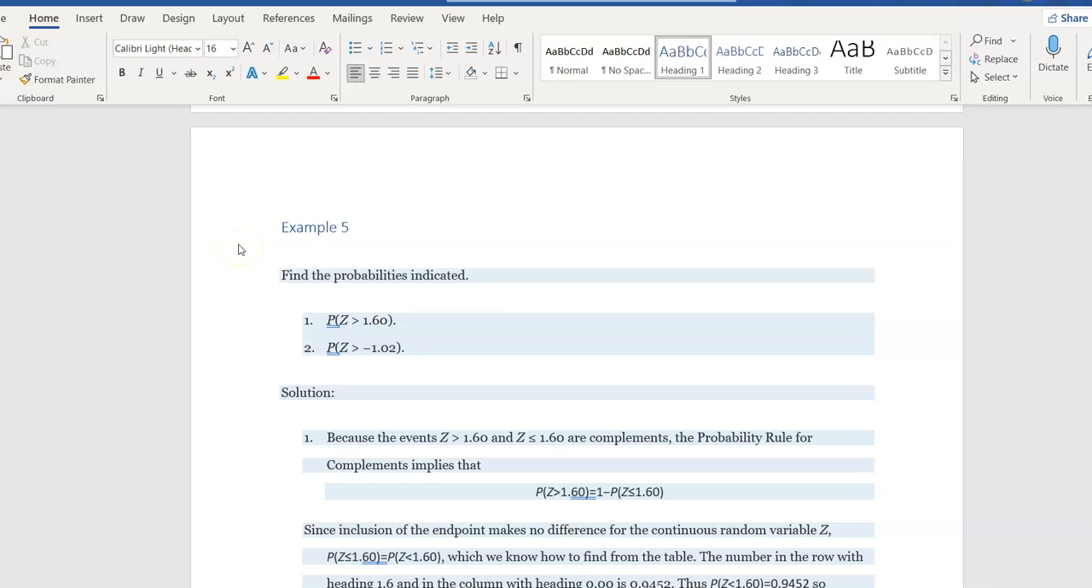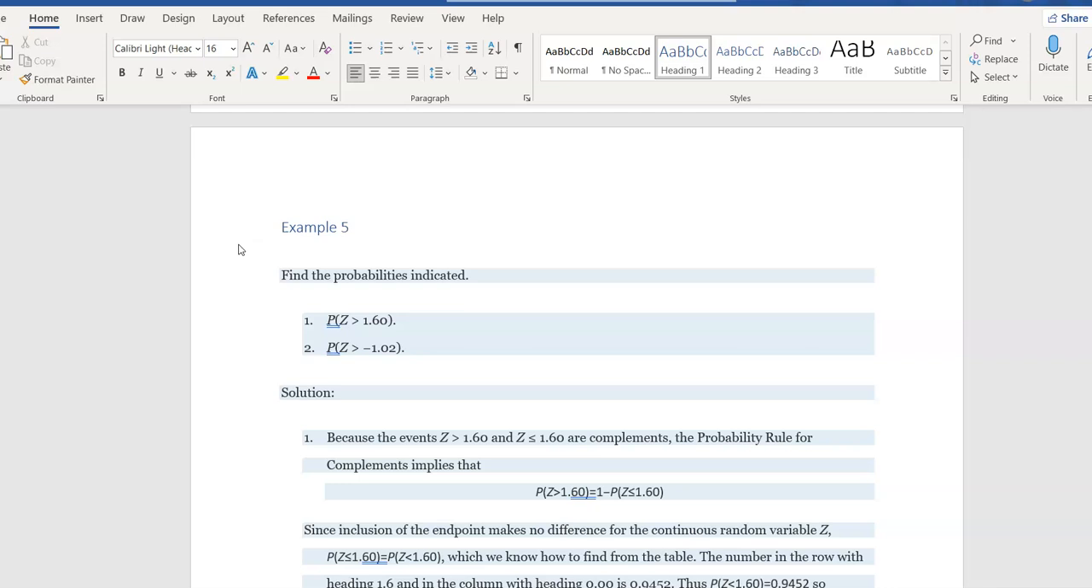In example 4, we found probabilities of z being less than some value, and we just looked them up in the table. For example 5, we need to find probabilities that z is greater than a couple of values here. Now we're going to use our tables or our Excel in exactly the same fashion, but we have an extra step if it's greater than.